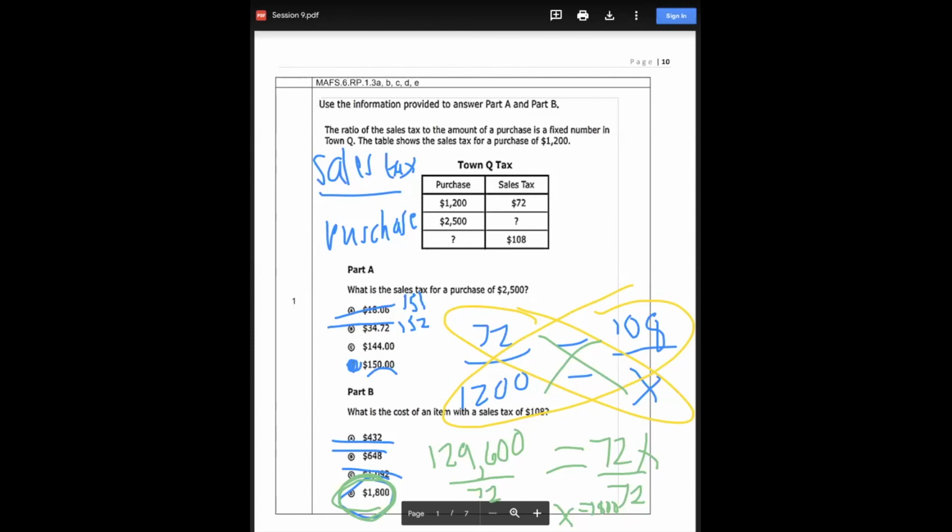Oh, okay. So at least for part A, you divided 1,200 by 72 and you got like 0.16 or something, right? And then what you did here is you went through every answer and saw which one gave you the same 0.16. Okay, so that works. So that's another way of doing it.